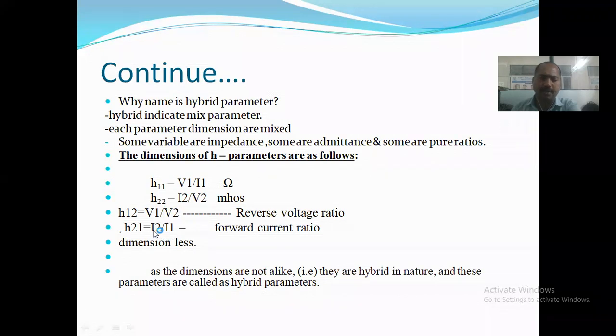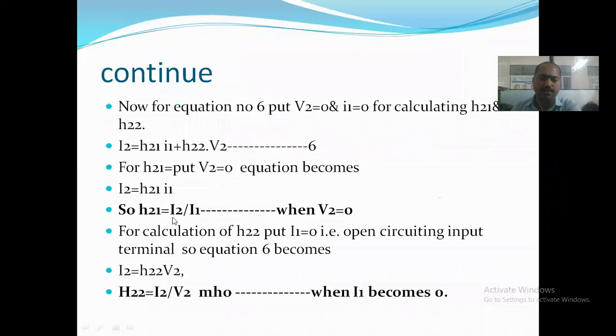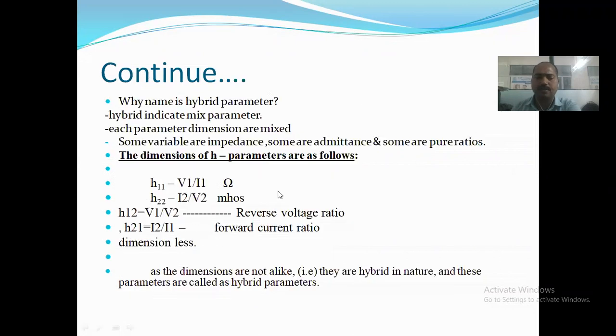So see, another parameter h21. h21 is nothing but I2 divided by I1. I2 indicates the output current, I1 indicates the input current. So output divided by input, that's why it is called the forward current ratio, right? Any ratio doesn't have any dimension, so it is dimensionless. So v1 upon v2 and I2 upon I1 don't have any unit, right?